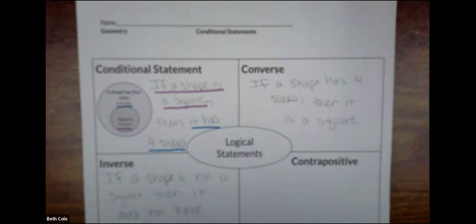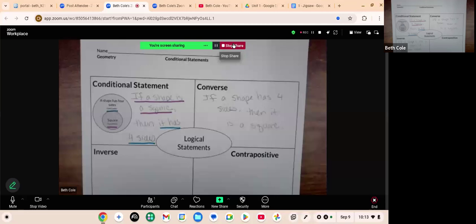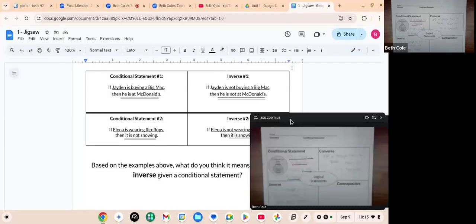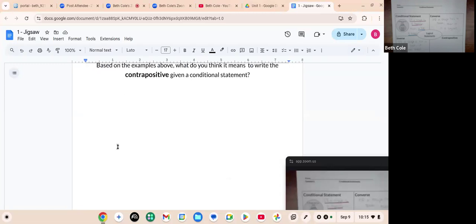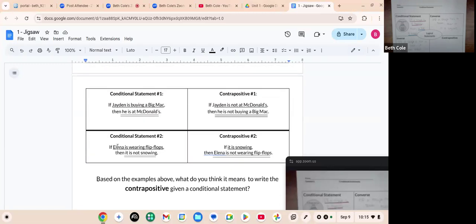Bring up my example here. All right, again, you just gotta look and listen. Okay. So last one, contrapositive. Are you listening? We're still back to Jaden and his Big Mac here. If Jaden is buying a Big Mac, then he is at McDonald's. Okay? Contrapositive. If Jaden is not at McDonald's, then he is not buying a Big Mac.